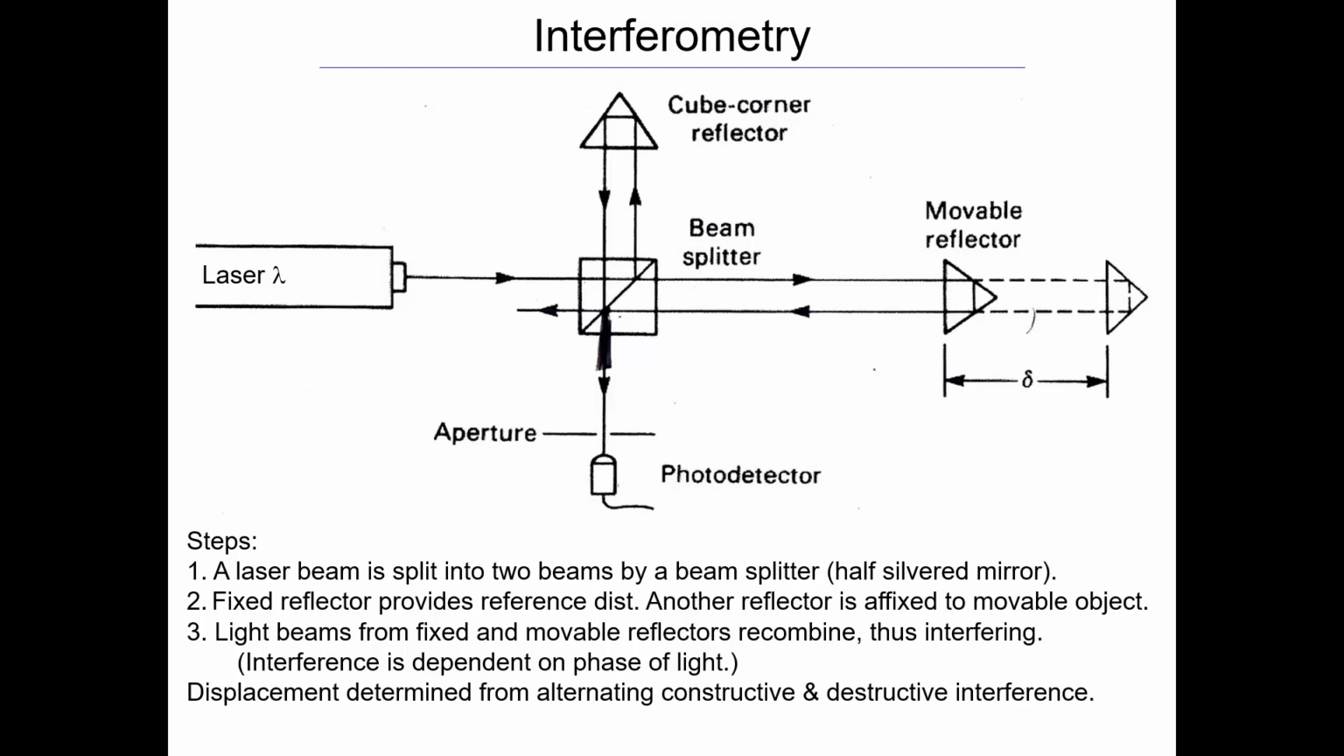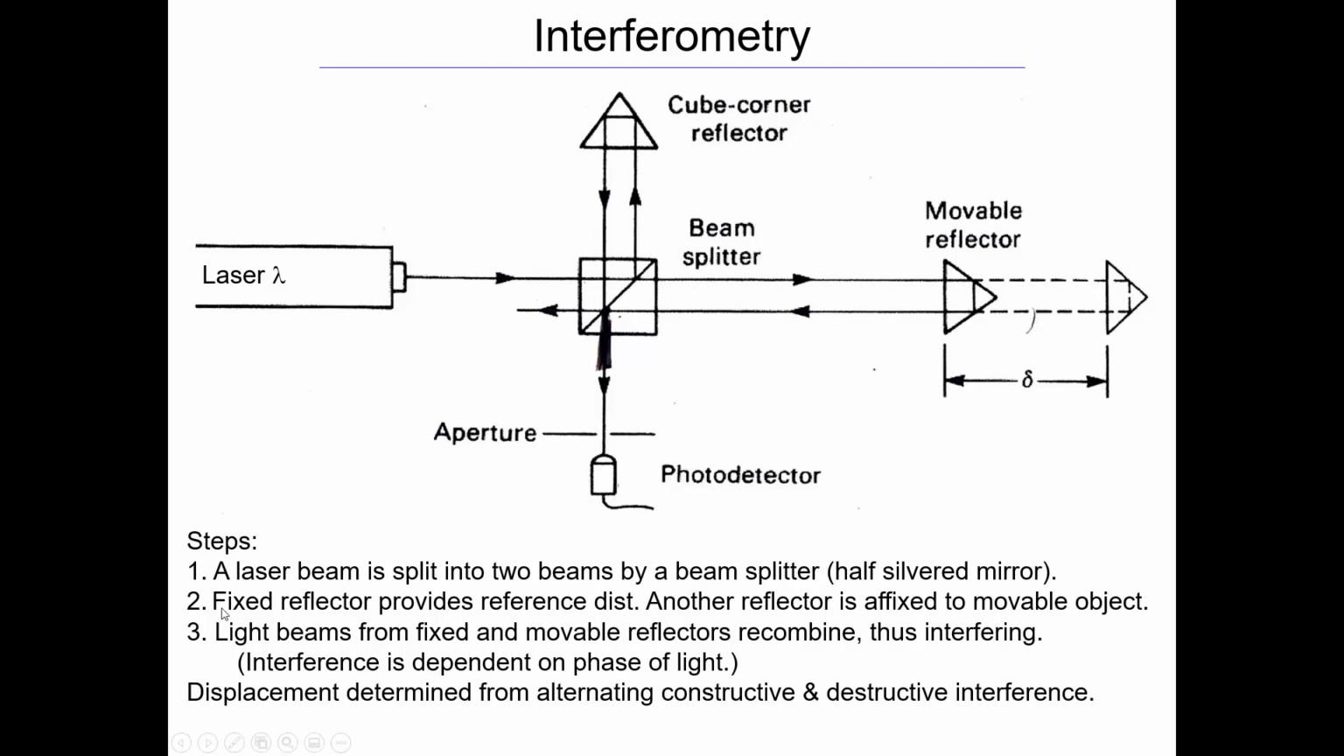So here we have an interferometer. I'll read through this text and walk you through what's happening. So a laser beam is split into two beams by a beam splitter. So the laser shoots out, it's of a certain wavelength, like on that previous slide. And then we have this beam splitter here, which could be a half silver mirror. So it allows part of the light to go through, part of it to go up this direction.